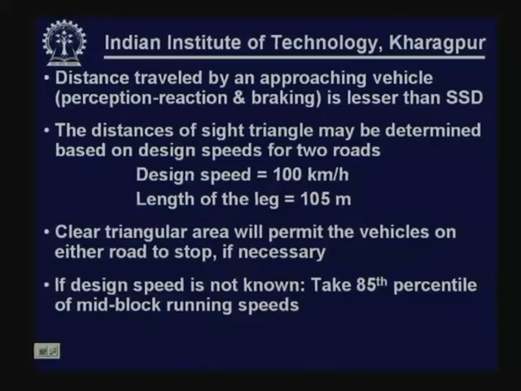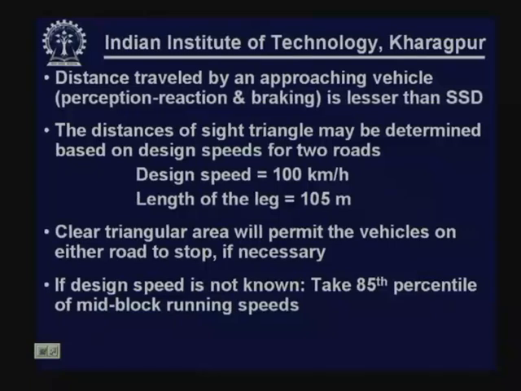Now, based on field observations, AASHTO has suggested different lengths of leg, making it a function of the design speed. All those considerations are there. Vehicles decelerate up to 1.5 meter per second square, and drivers reduce speed approximately up to 50% of the mid block running speed.